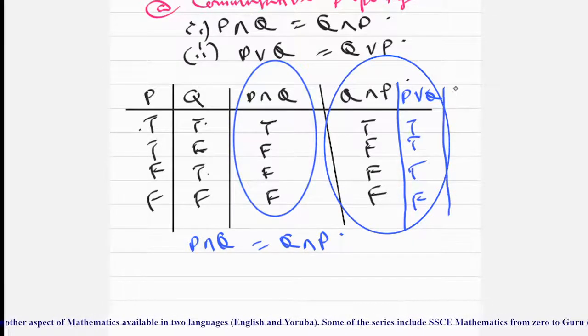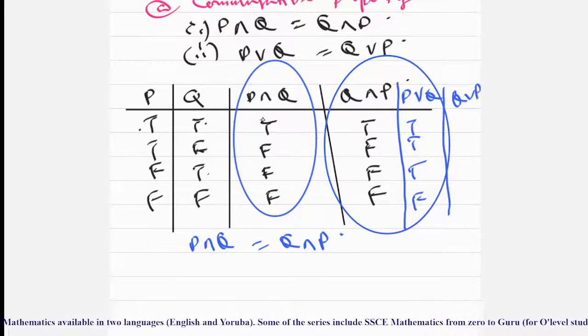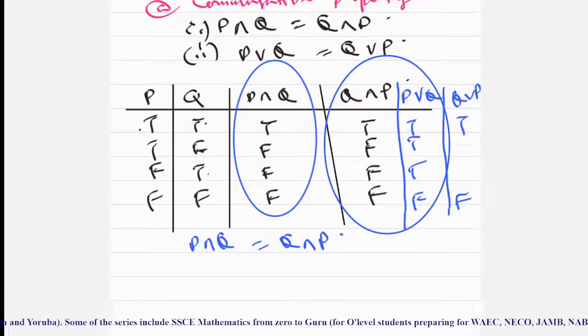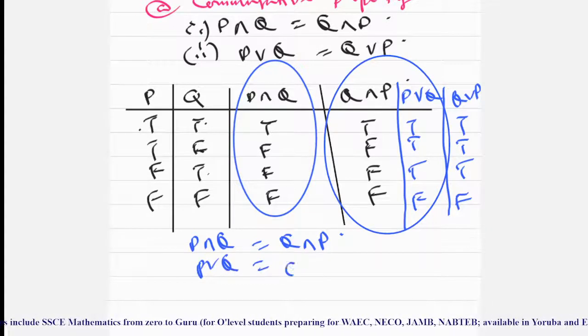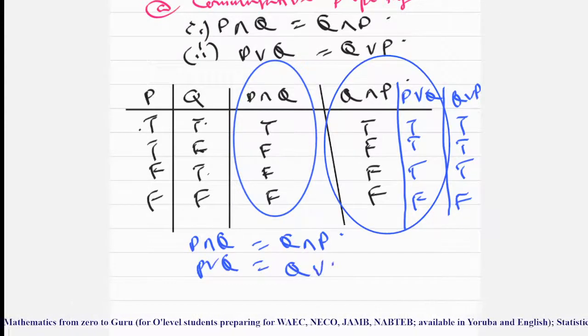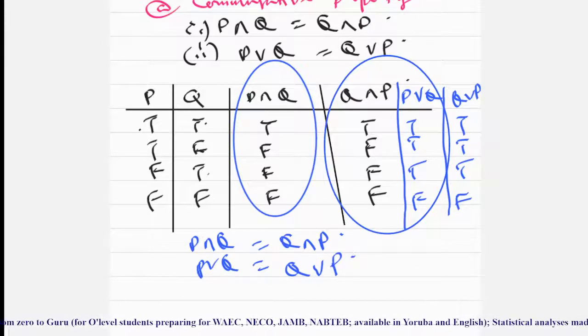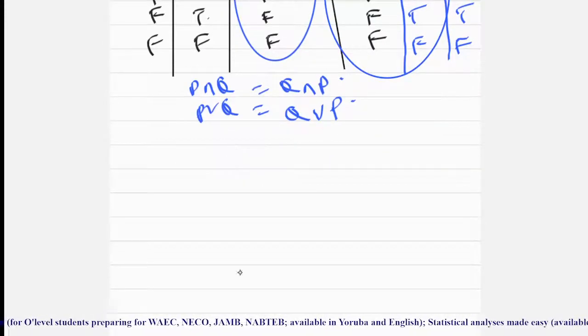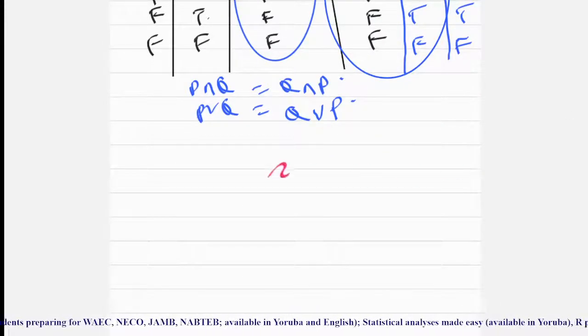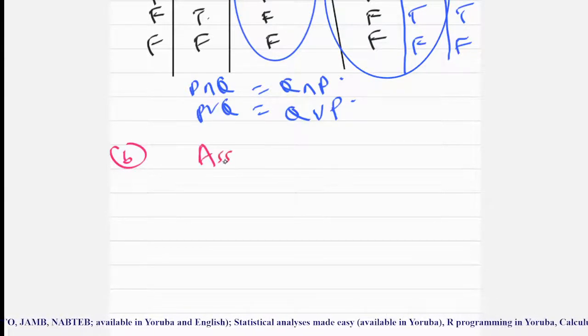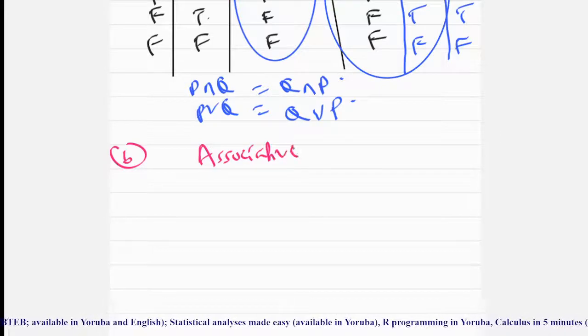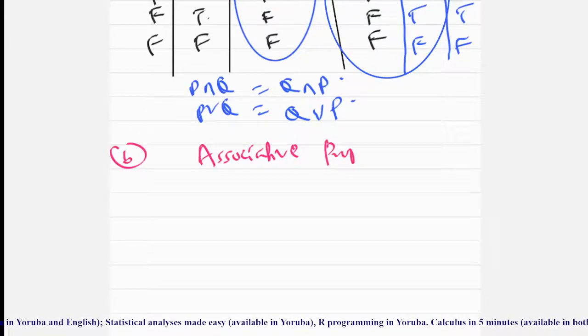Now can you find Q or P? For Q or P, all of them are going to be true except false, false, so that is false. This is going to be true, true, true. Can you see it is the same? So P or Q is equal to Q or P. If that is clear, that's the first property. The second property is what we call the associativity property, the associative property.